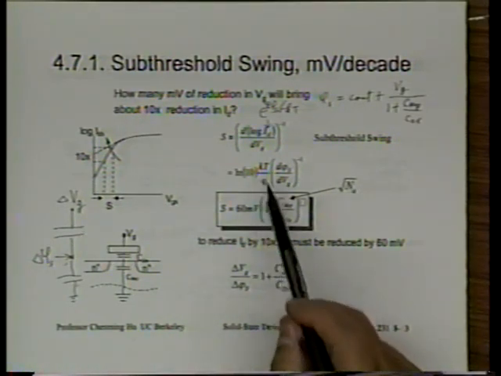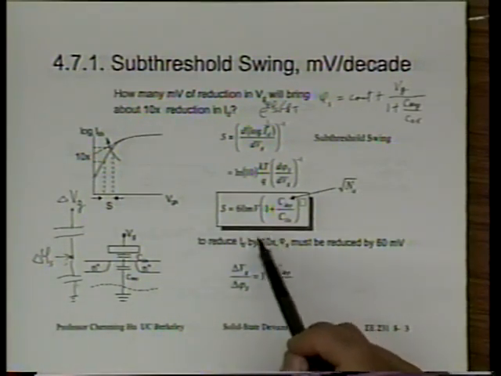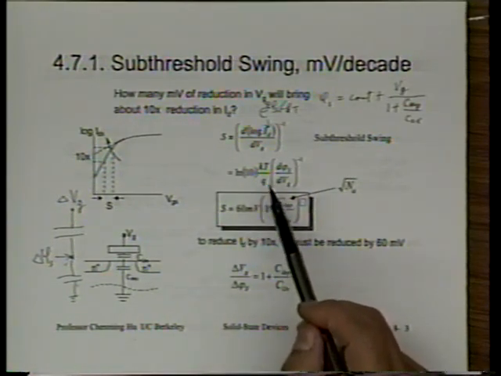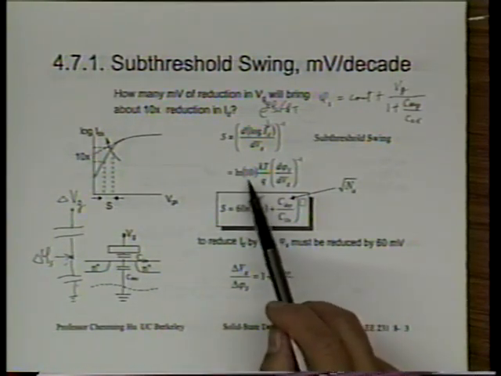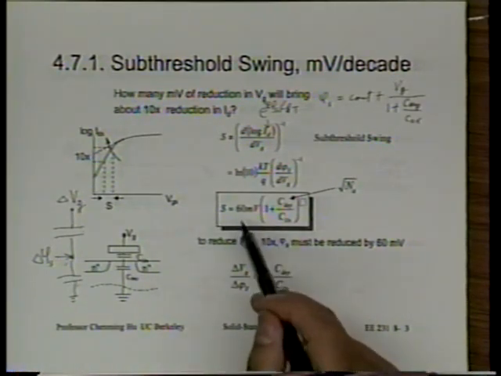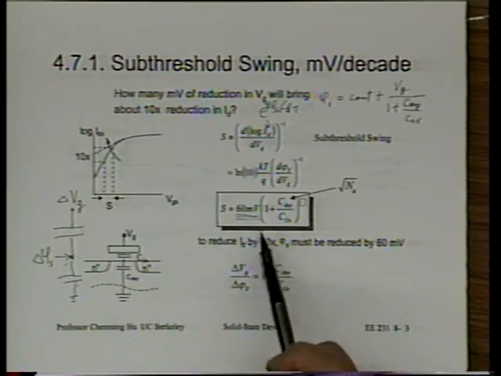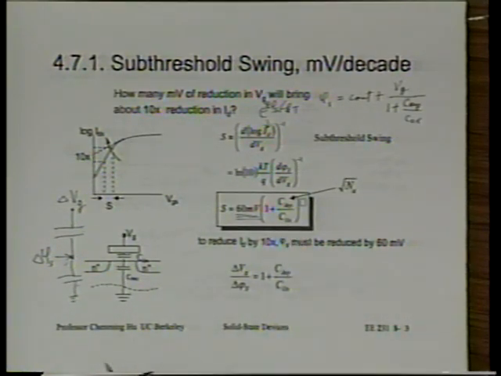This is because kt over q is about 26 millivolt. Natural log of 10 is something like, what, 2.3 or something like that? So when you multiply the two together, you get 60 millivolt. And this is a very important number to remember. 60 millivolt has a very important meaning and large significance in the device physics. All right? So 60 millivolt, let's remember that. Times 1 plus C depletion over Cox.